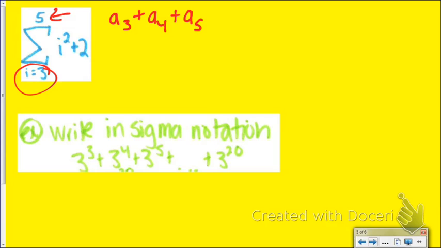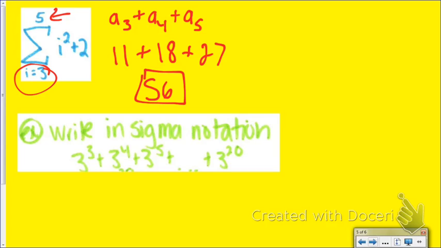So my third term is 3 squared plus 2, which is 11. Fourth term is 4 squared plus 2, which is 18. And the fifth term is 5 squared plus 2, which is 27. Add all those numbers up and you got your answer. So the sum of that series from terms 3 through 5 is 56. So I start with the bottom number term and I end with the top number term.